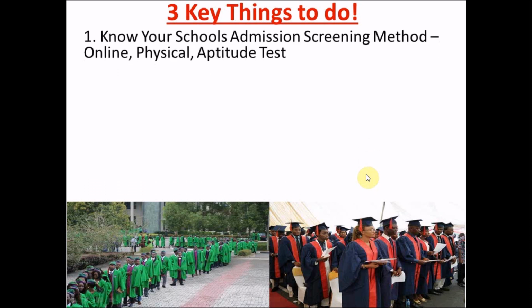Now the first thing is you have to know your school's admission screening method. All right, some schools you have to go online and register, and there's a payment you have to make, but JAM has pegged the maximum price at, I think, 2,500 naira per university, so they can't charge you more than that. Or I think it's between 2,000 and 3,000. That's what JAM has pegged the amount at. So you have to know your school's admission screening method.